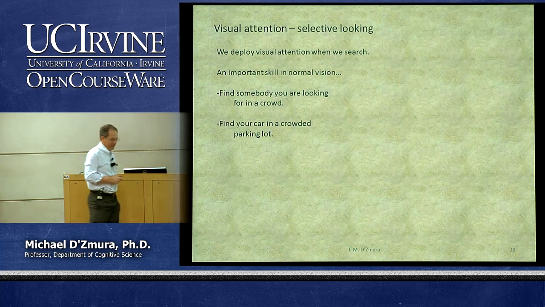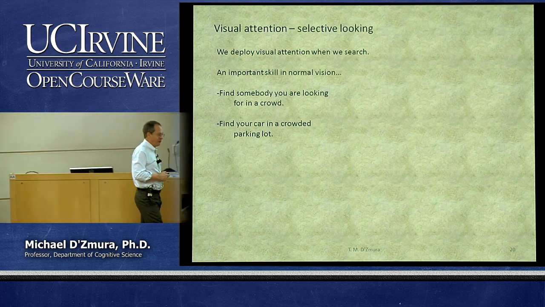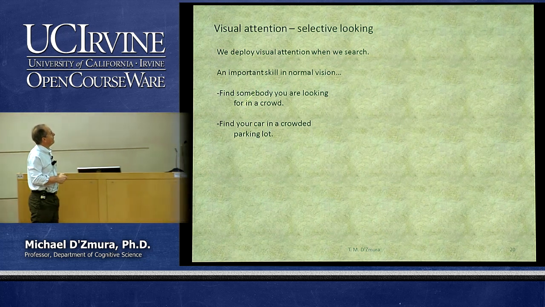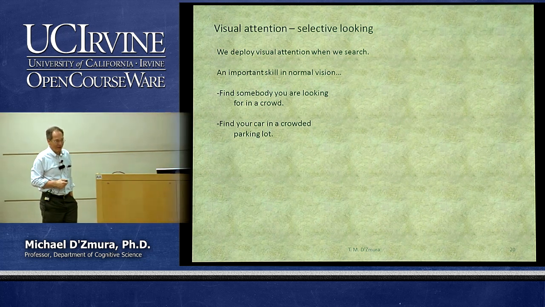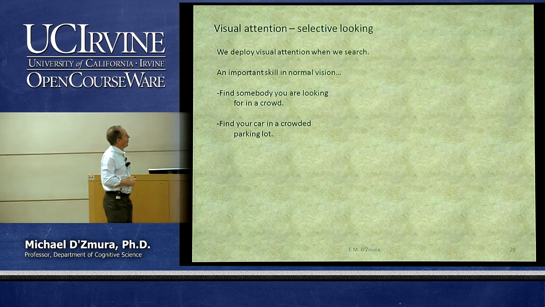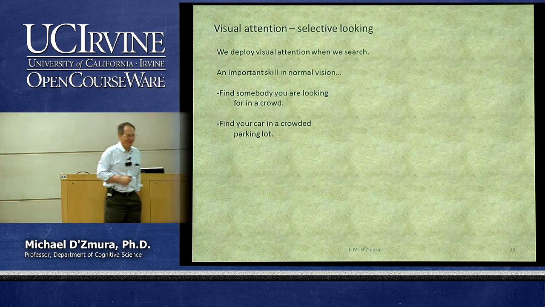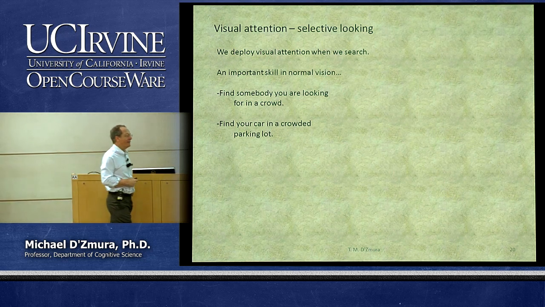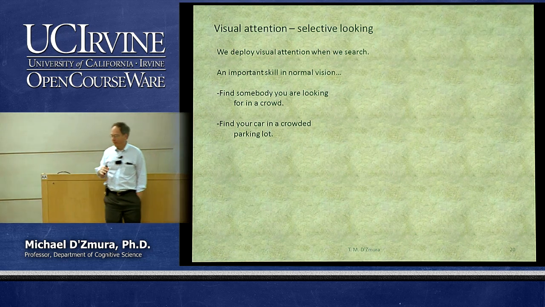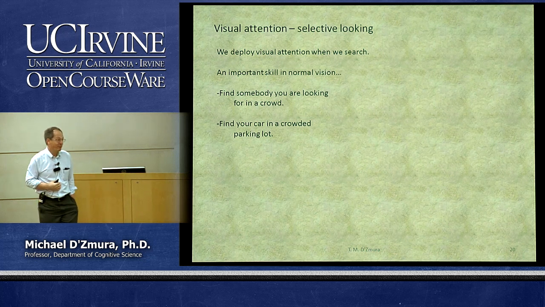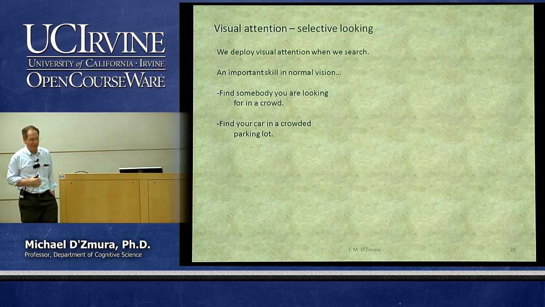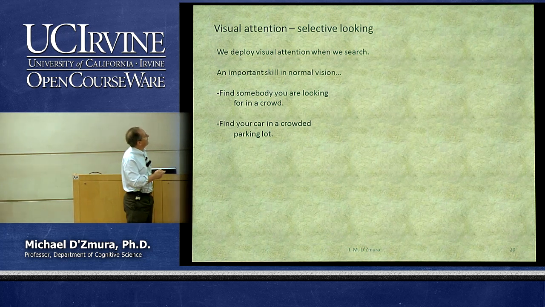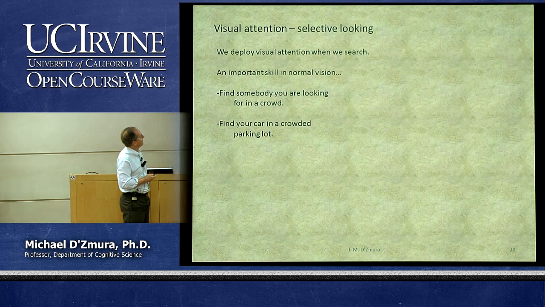Selective looking is what we can do with visual attention, and it's an important skill, obviously. We can find somebody we are looking for in a crowd. We can find our car in a crowded parking lot. We can have a model in our mind of what we'd like to find, and then we can search through the available data looking for something that provides a close match to that model, be it a person or a car or what have you. And so this is directed attention, a very important skill in everyday life.